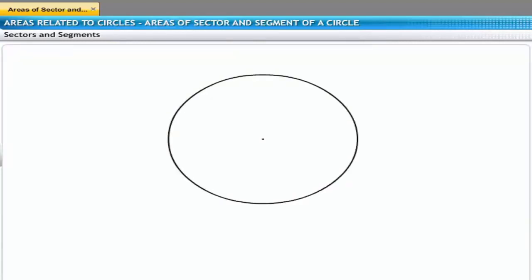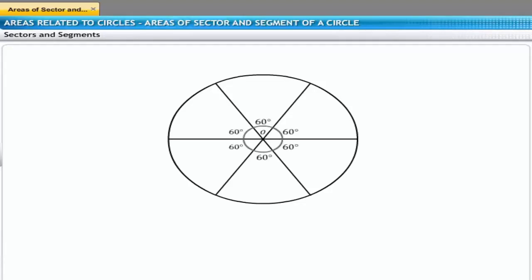Felix first draws a circle with the center O. Next, he wants to divide the circle into 6 equal sectors. For this, he draws a chord that passes through the center. Recall that this chord is the diameter of the circle. Next, he draws 2 more diameters. He now has 6 equal sectors. The angles of each sector are 60 degrees.